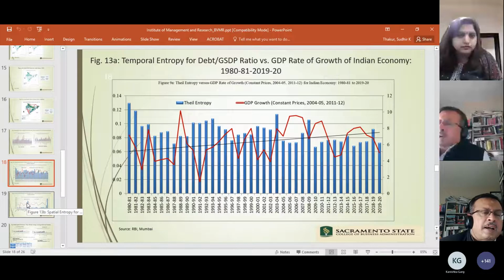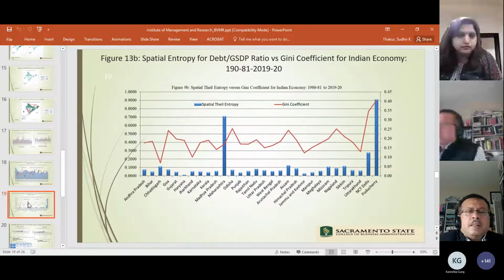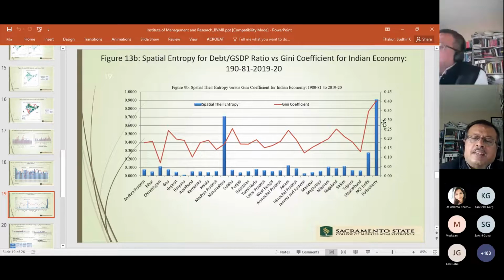And then we go to the next figure that shows the entropy at the spatial scale, across states. This shows that Puducherry has the highest Theil entropy of 0.9102, and Haryana has the lowest entropy of 0.0128. And the Pearson correlation between the Gini coefficient statistics that I have and the spatial entropy is a positive 0.5614.